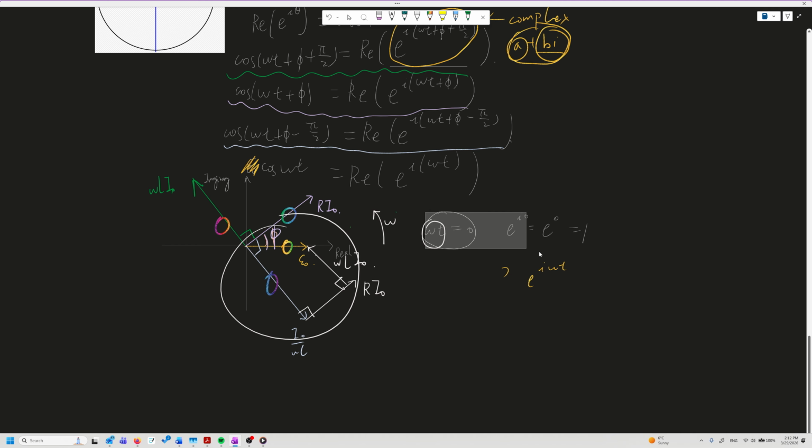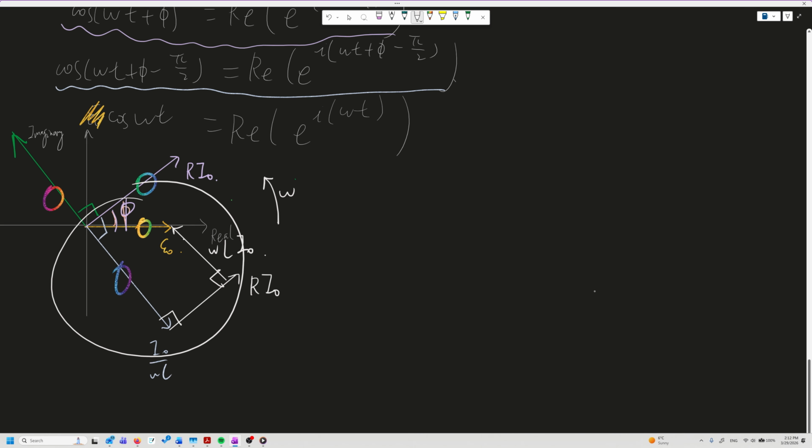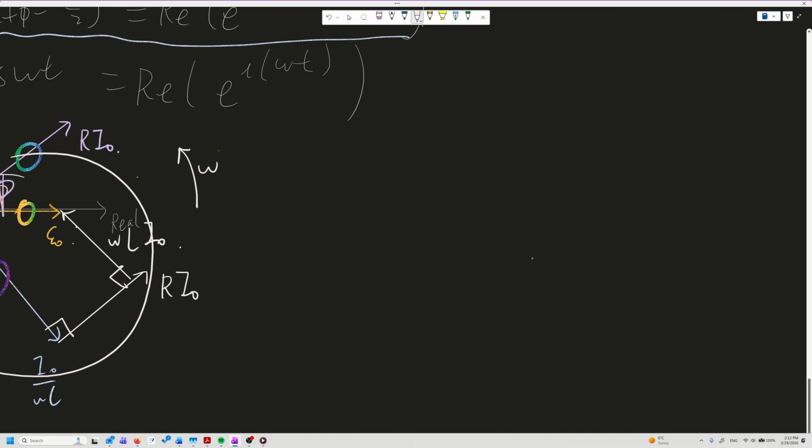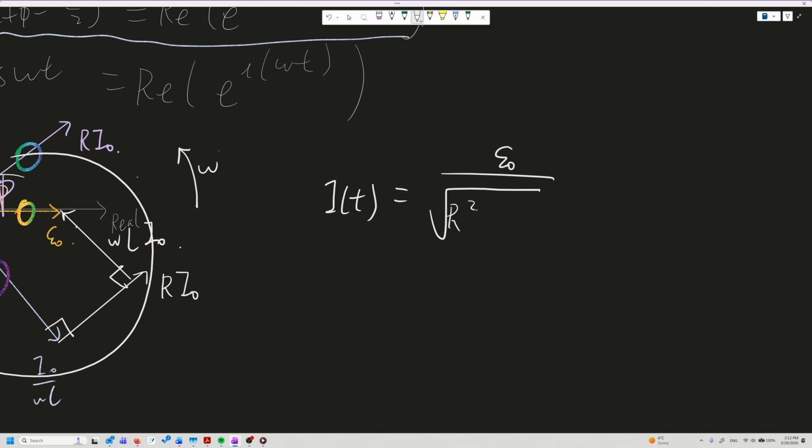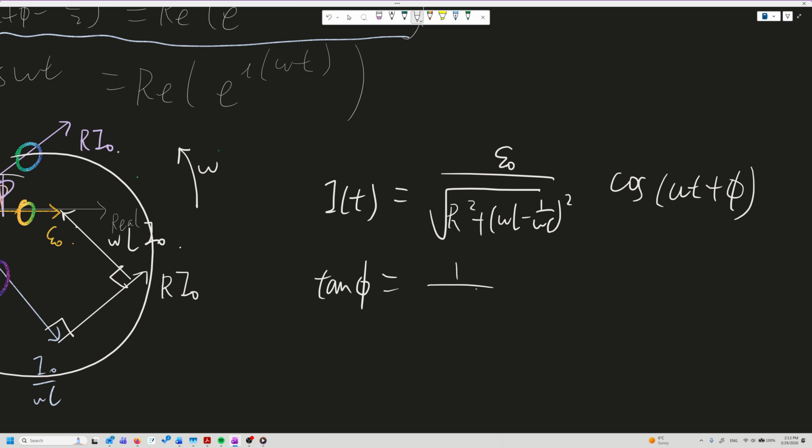And so we are sure that equations 8.38 and 8.39 are always correct. So let me just write it down here. What are 8.38 and 8.39? Well, 8.38 says that I of t equals epsilon 0 over square root of r squared plus (omega L minus 1 over omega C) squared, times cosine of (omega t plus phi). And then tangent phi equals 1 over r omega C minus omega L over r.